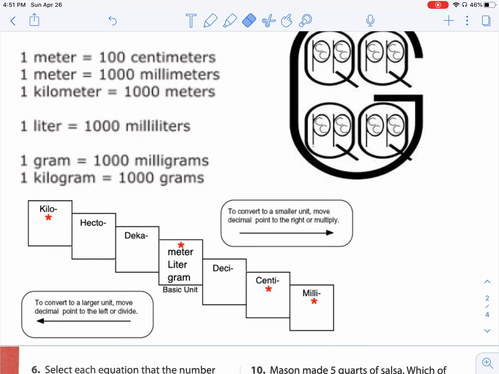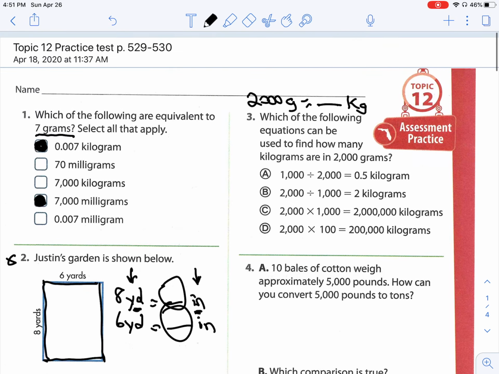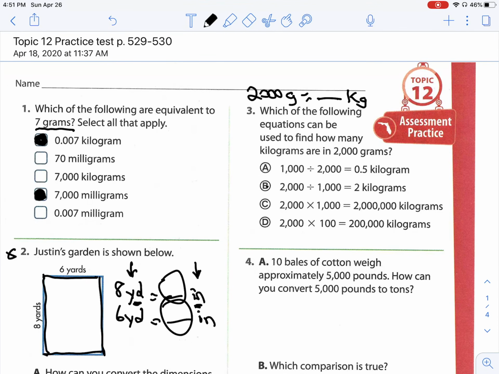All right. So we have 2,000 grams, and we need to turn it into kilograms. So we have to move the decimal to the left. All right, so the answer is going to be 2,000. Move my decimal 1, 2, 3 places to the left, so that is 2. So 2 is the answer, and I can see right here, choice B gives us 2 kilograms.